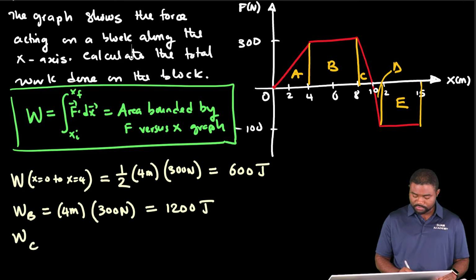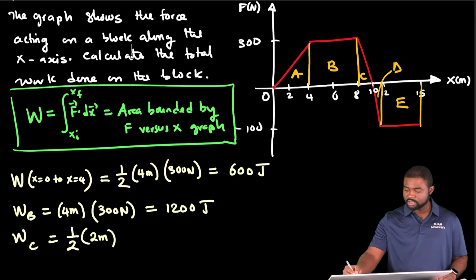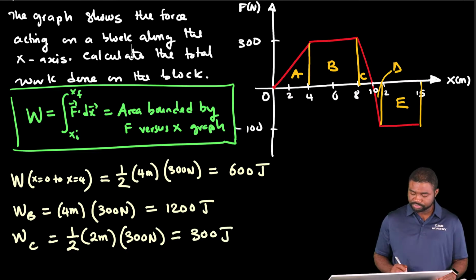So WC, this is a triangle. We have 1/2. The base is 2 meters because 10 minus 8 is 2 meters, multiplied by 300 newtons. So this is just going to be equal to 300 joules.